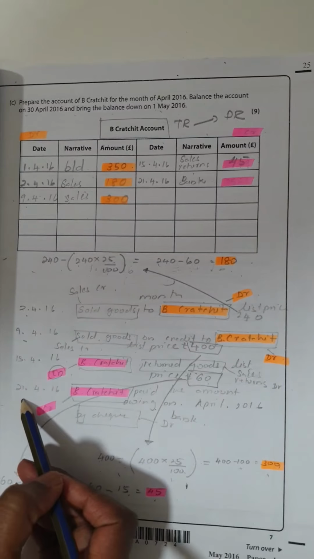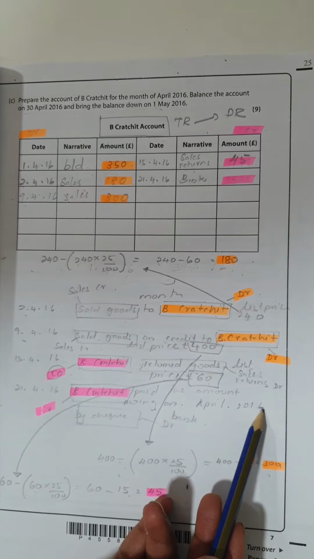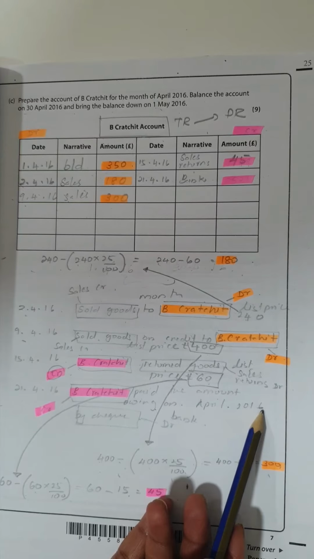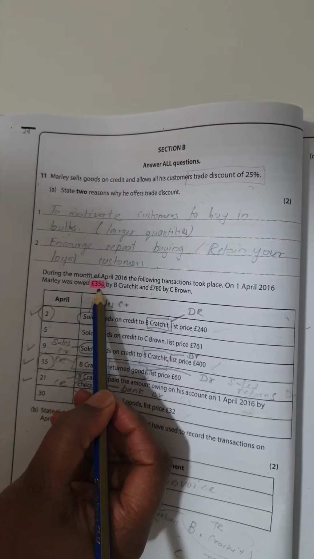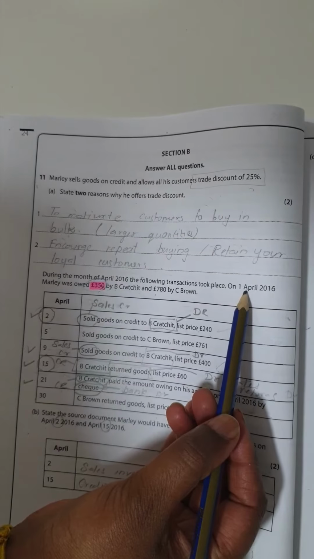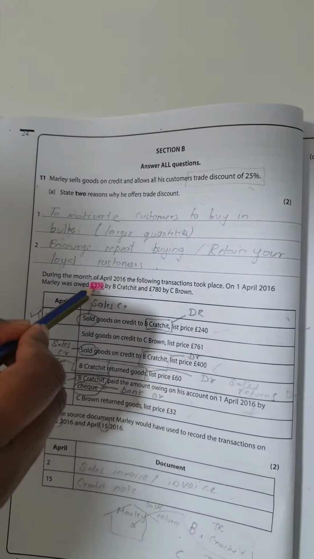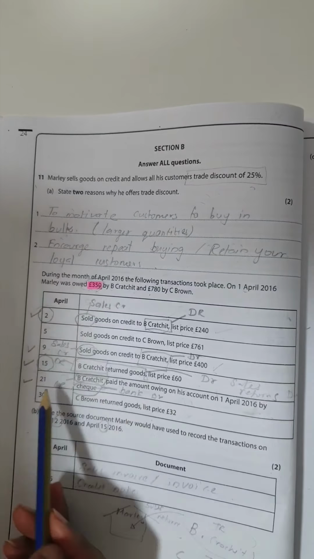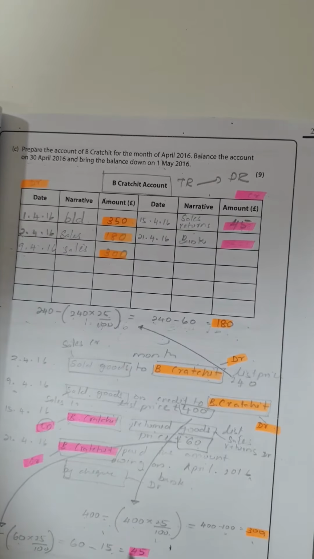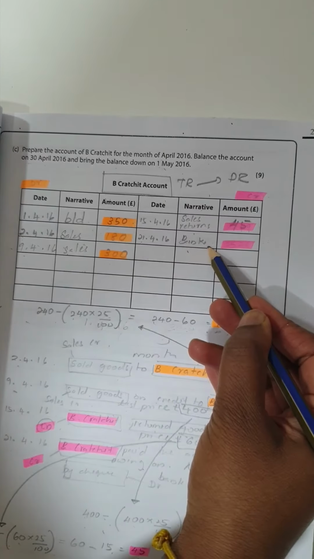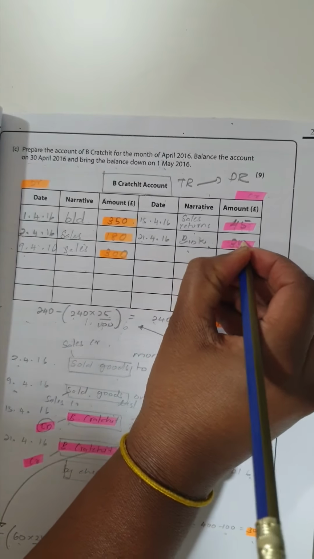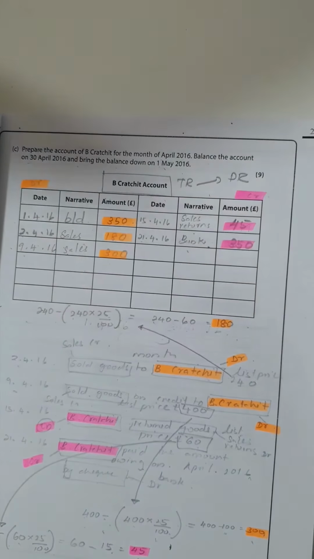And then on 21st, B. Cratchit pays by cheque the amount which was owed, which is worth 350, which he was supposed to pay on 1st April 16. So he's paying this amount by cheque. That is what transaction number 21 explains. Moving back to the ledger, 21st April 16, opposite account's name bank, and the value is 350. Now you're done posting all the entries to B. Cratchit's account.